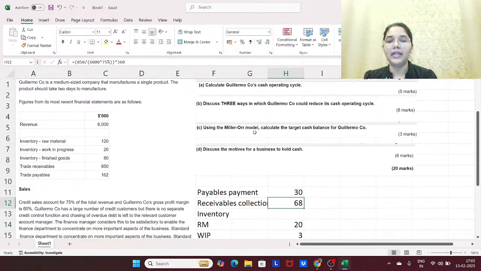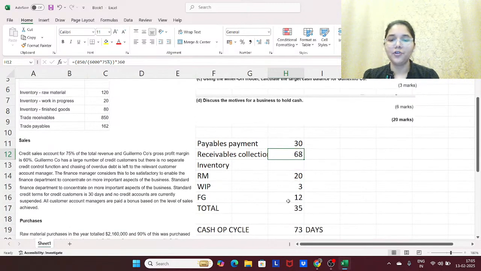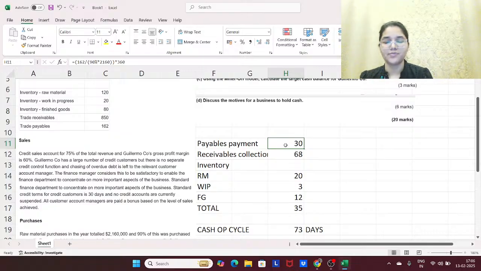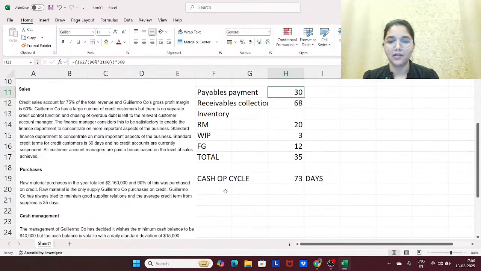So if you want to decrease, if you want to reduce the cash operating cycle, there are 2 ways. Either the things that get added to it, you should reduce those, or either the things that are subtracted, you should increase the amount you subtract. So basically, if you increase the payables payment period, you will be able to have your cash operating cycle at a lesser number because you subtract the payables payment period. So how can we reduce our cash operating cycle? There are multiple ways that we can do that.